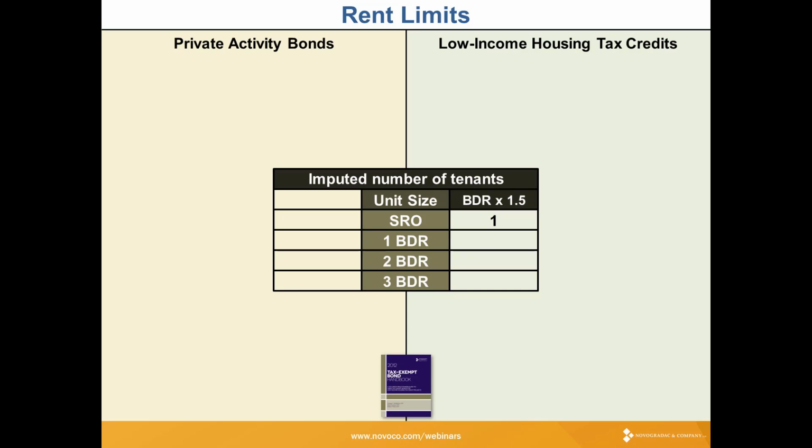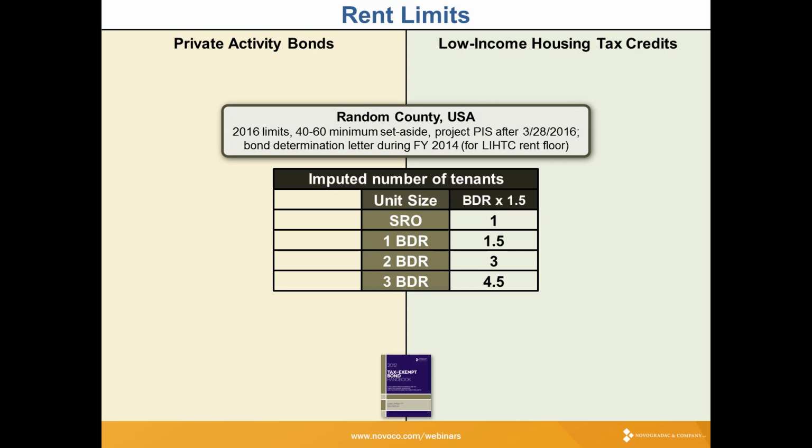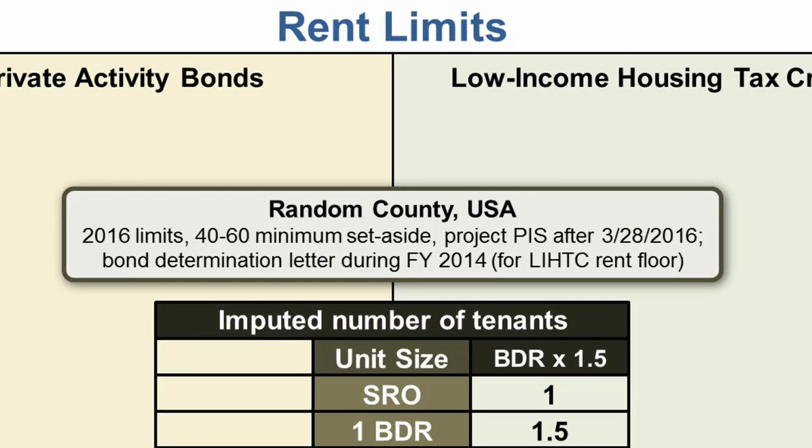So we're assuming that our rent limits are based on the income limits of a 1.5 person household in the area for a 1 bedroom, for a 3 person household in a 2 bedroom, and for a 4.5 person household in a 3 bedroom. So in Random County, USA, the 2016 limits for 40 at 60 minimum set aside project was PIS, that's placed in service after 3/28/2016, because we just got new limits just a couple of weeks ago.